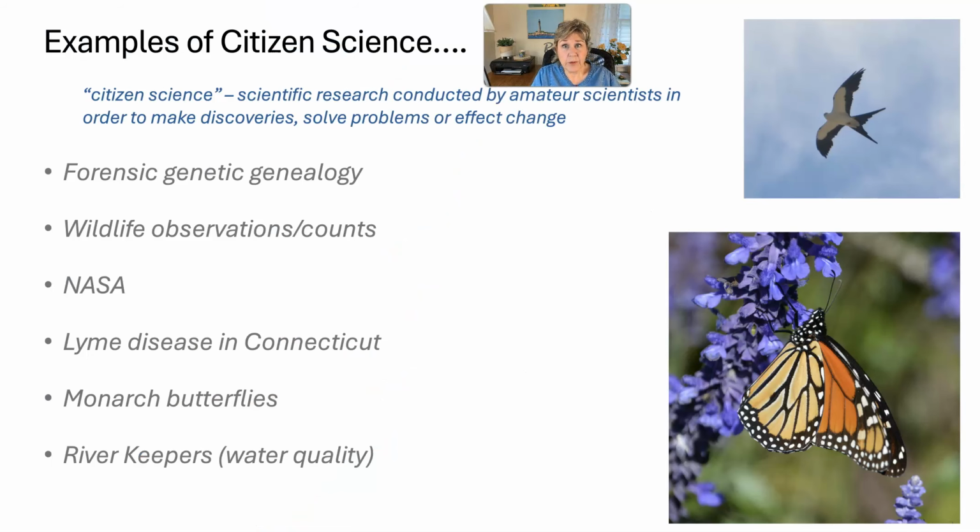Then this week, oh, this is my favorite week in the term because it's all about citizen science. Now remember the very first week I read that whole chapter in the book, right? I did. And then I boiled it down to basically a sentence. And so here it is. Here's a reminder. What is citizen science? Scientific research conducted by amateur scientists in order to what? Make discoveries, solve problems, or affect change.